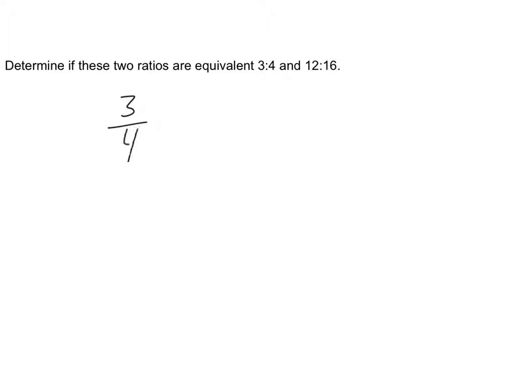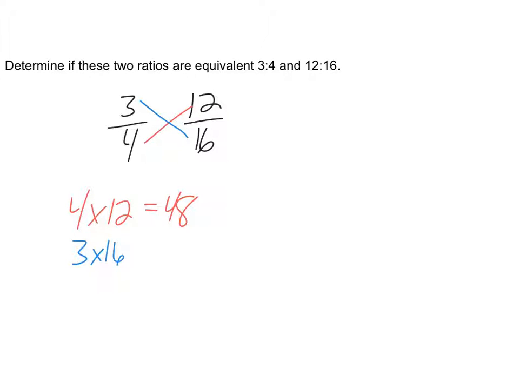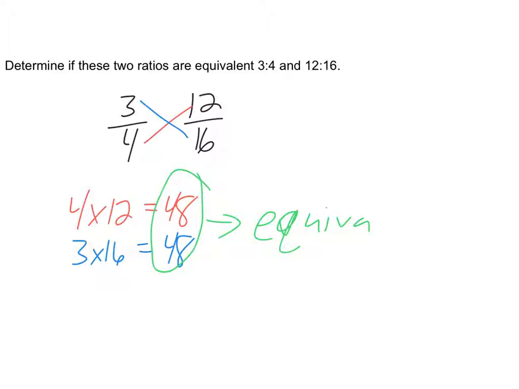So I write them both as fractions. And then I'm going to cross multiply. So I'll cross here, and I'll do 4 times 12, giving me 48. And I'll cross here. So I'll do 3 times 16, giving me 48. You'll notice I get the same number for both cross products. When that happens, these are equivalent. So they are the same ratios because I got the same thing when I took the cross products.